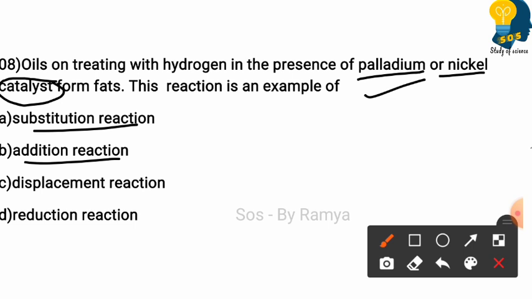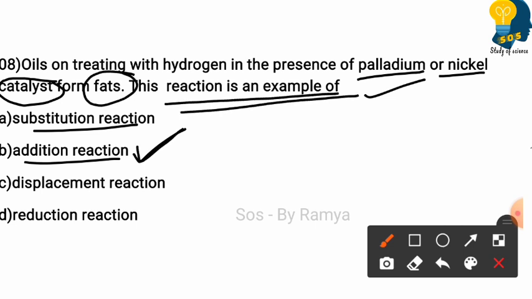So hydrogenation of vegetable oil also has another name. That is what we call an addition reaction. In an addition reaction, oils on treating with hydrogen convert into fats, and this reaction is an example of addition reaction. Addition reaction is also called hydrogenation. And you all know what is meant by displacement reaction: the more reactive element displaces the less reactive element. In reduction, addition of hydrogen takes place. So the correct answer here is option B, addition reaction.